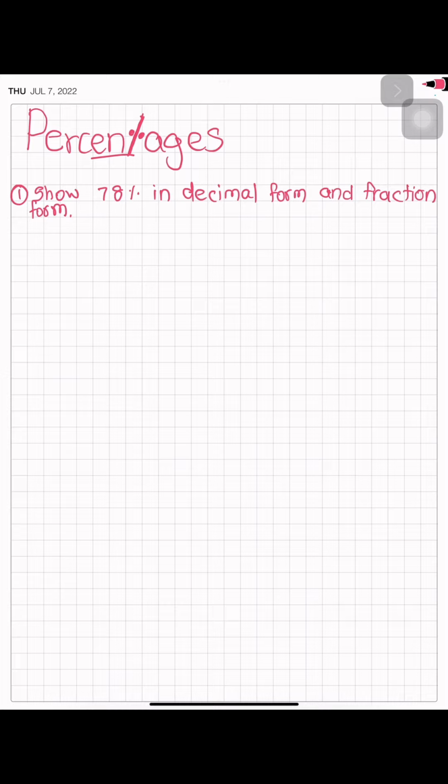So, we need to show 78% in its fraction form and in its decimal form. So we will do the fraction form first. We'll write 78% here and we forget about the percentage mark. Okay, and after we write 78, this shows the fraction form. So we write out of 100 because percentages are like out of 100. So we put 100 as the denominator of this fraction. And then automatically the 78 becomes the numerator and 100 becomes the denominator. Does it make sense? So this becomes our fraction.